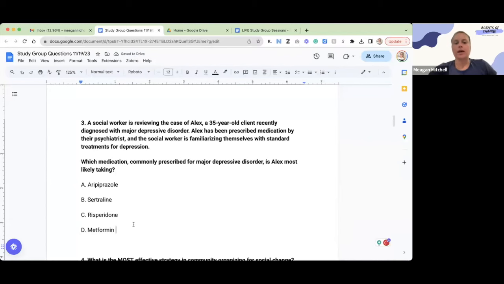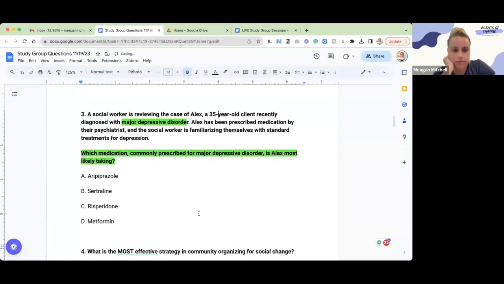So number three, a social worker is reviewing the case of Alex, a 35-year-old client recently diagnosed with major depressive disorder. Alex has been prescribed medication by their psychiatrist, and the social worker is familiarizing themselves with standard treatments for depression. Which medication, commonly prescribed for major depressive disorder, is Alex most likely taking? So here we have the diagnosis, right? Major depressive disorder. So you know that the medication is going to have to be what? An SSRI probably, right? Yep. So which medication is most commonly prescribed for major depressive disorder? A, aripiprazole. I have no idea if I'm saying that correctly. Sertraline, risperidone, or metformin.